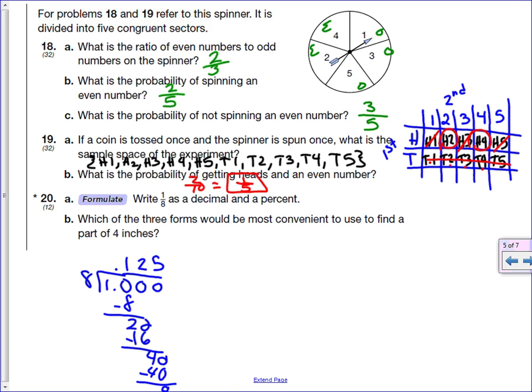So as a decimal, 1/8 is 0.125. And then as a percent, I just move that decimal point over 2 places. So it'll be 12.5%.